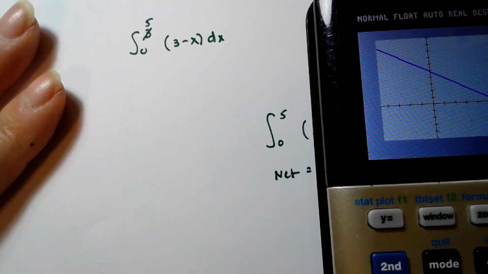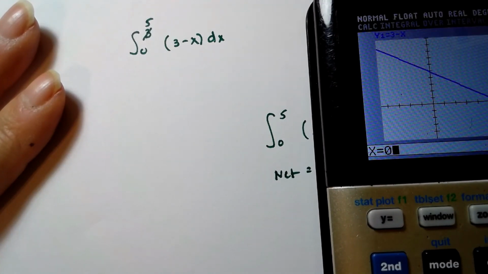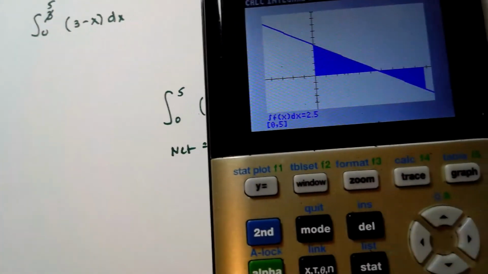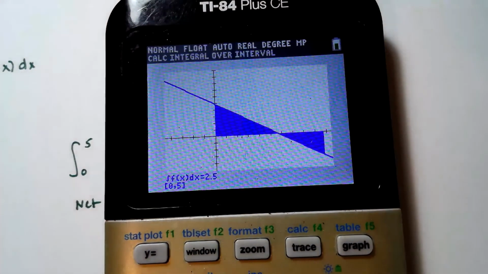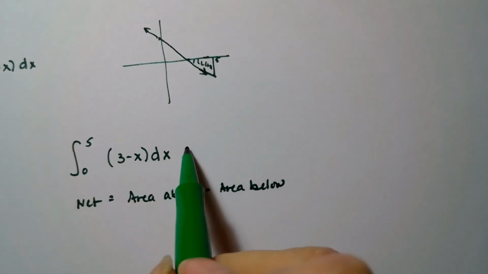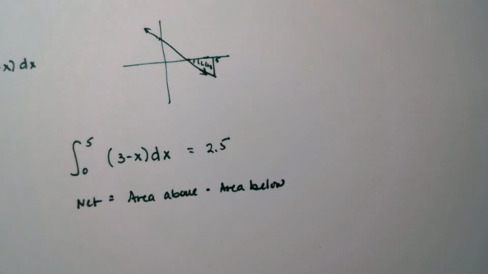Okay, and what I'm going to do is second calc 7 from 0 to 5, lower bound to upper bound, and you see the calculator shading, and I'm going to get a net area of 2.5. I don't know if you can see that good, sorry about that. So net area of 2.5. So if I just plug this thing in, that's my net area.